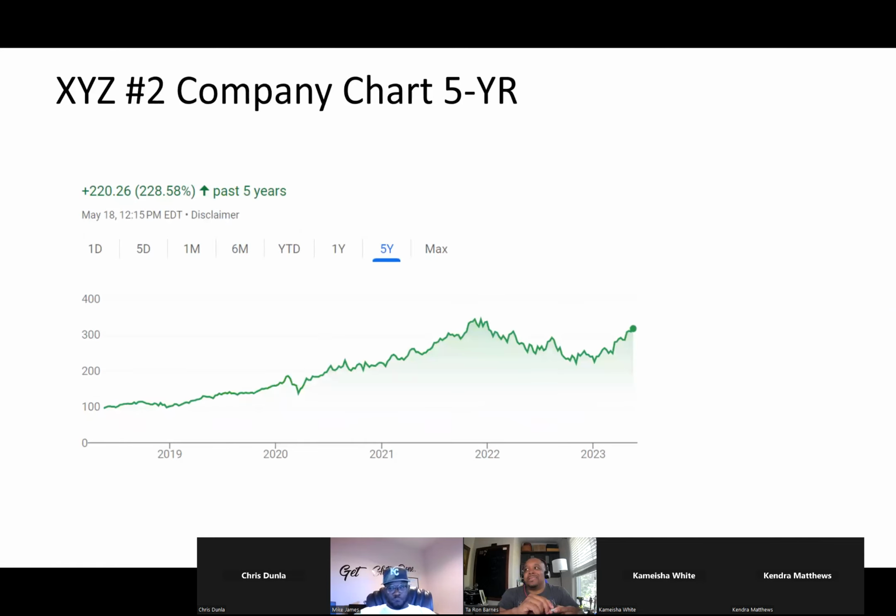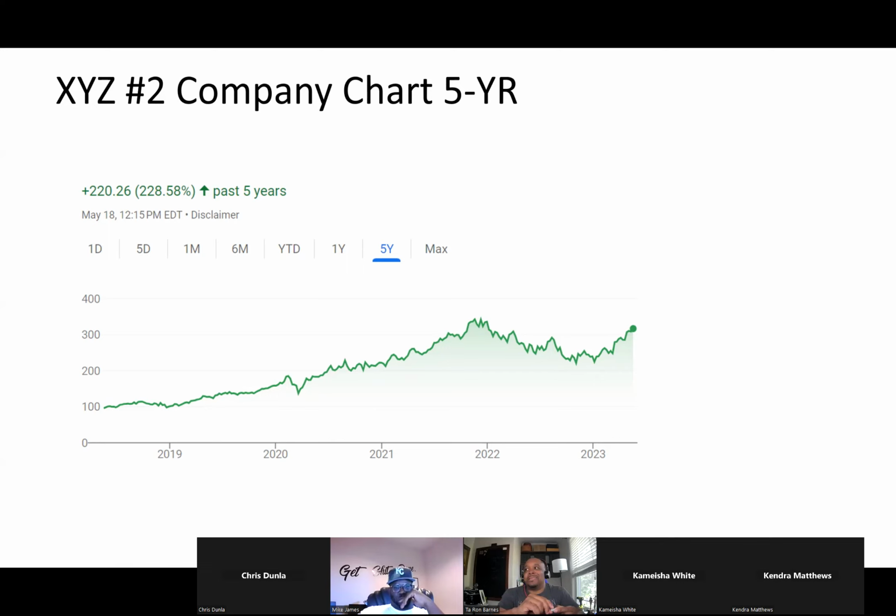All right, cool. Now, this is XYZ company number 2's 5-year chart, and this is what I like to see. I like to see a company that's going up and to the right, right? This is almost a continuous uptrend on this company. There's a little bit of a dip here, but look, it recovered very well. And then if I go here and see over the last 5 years, this company has returned 228% over the last 5 years. So about 25% per year that it's been returning historically. This is what I like to see in the company.